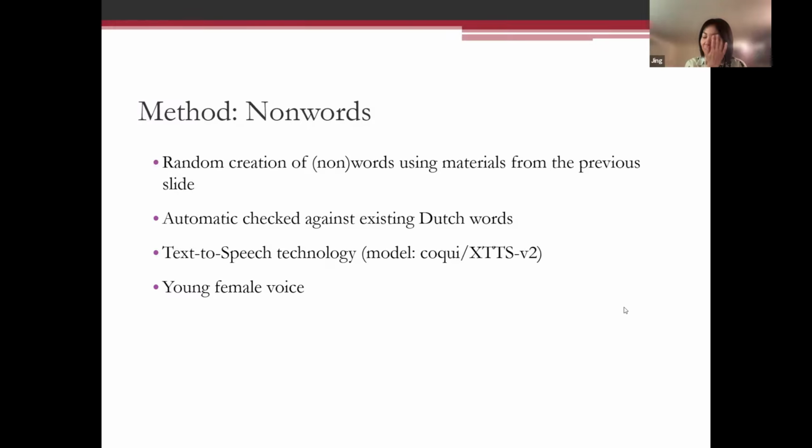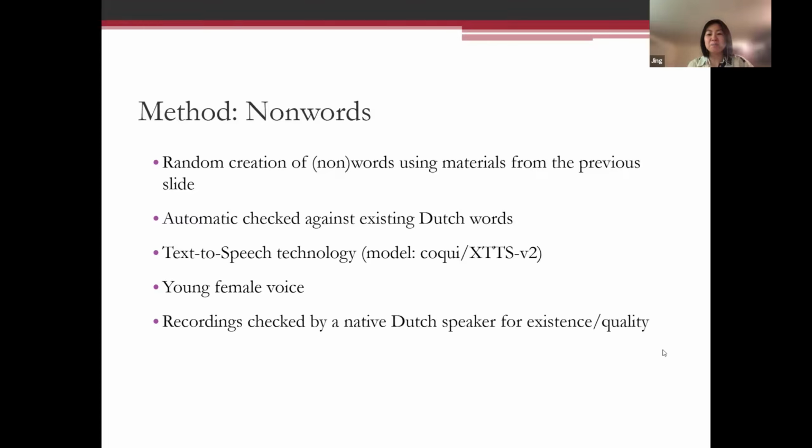So in the end, we have 1,729 nonwords. Yes, then we can move on. Yeah, I remember the number correctly.